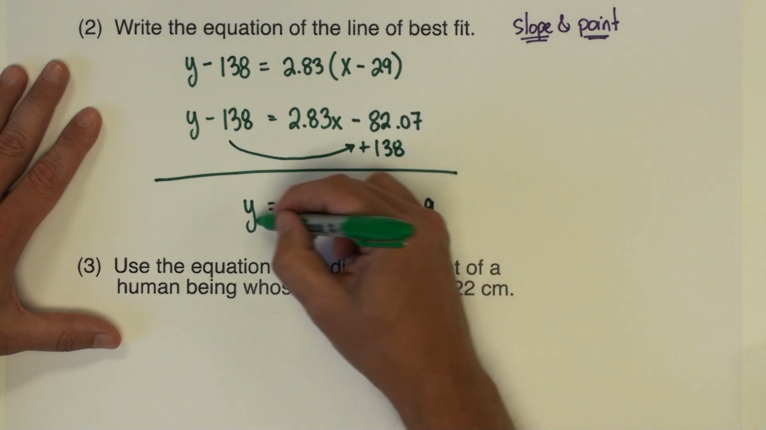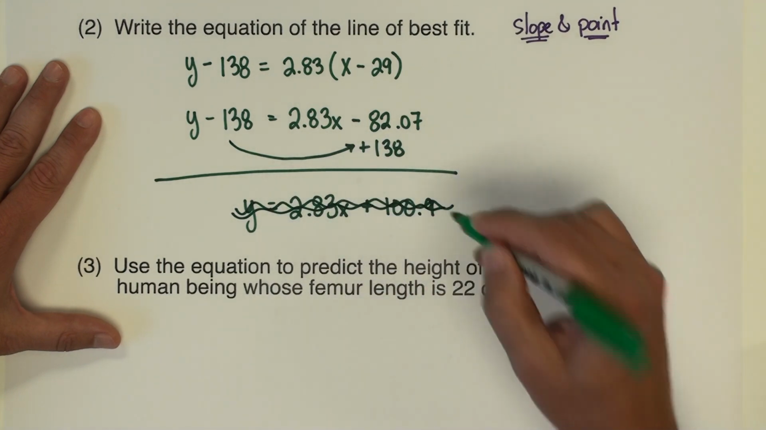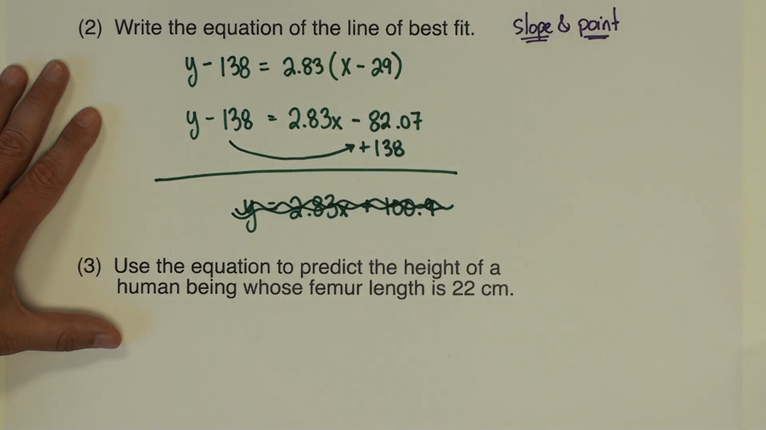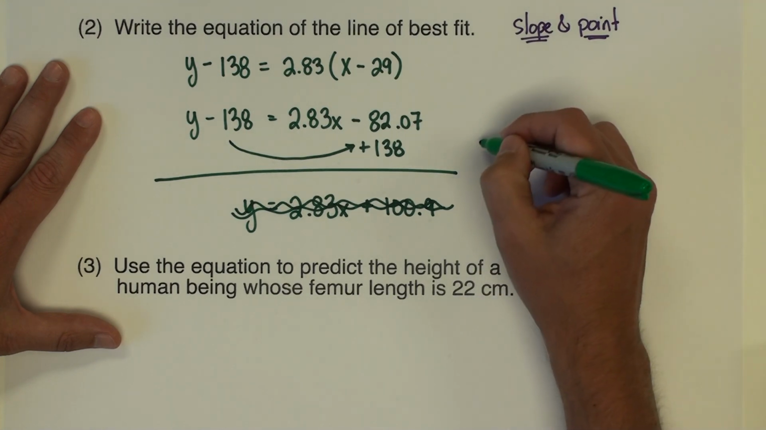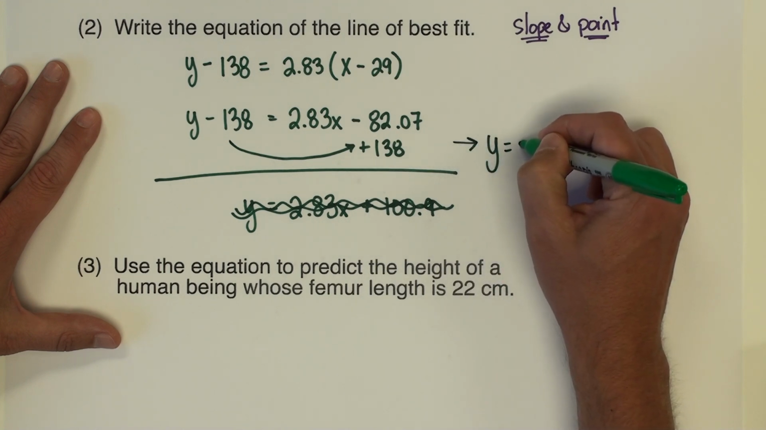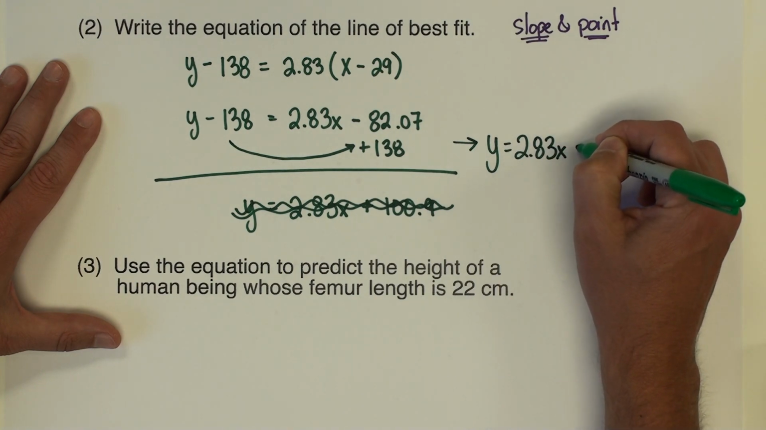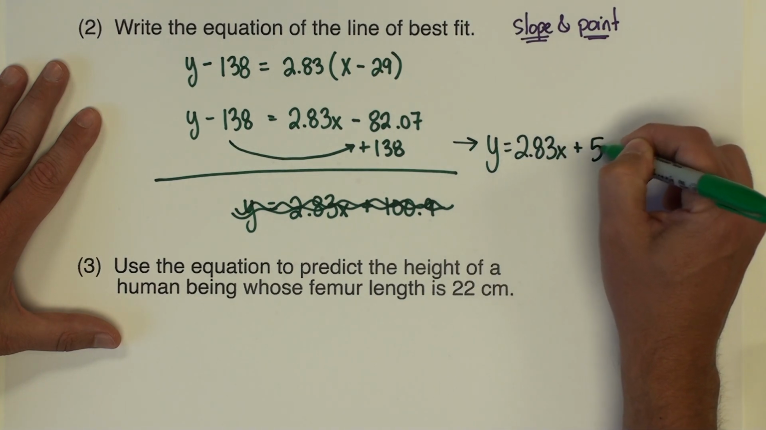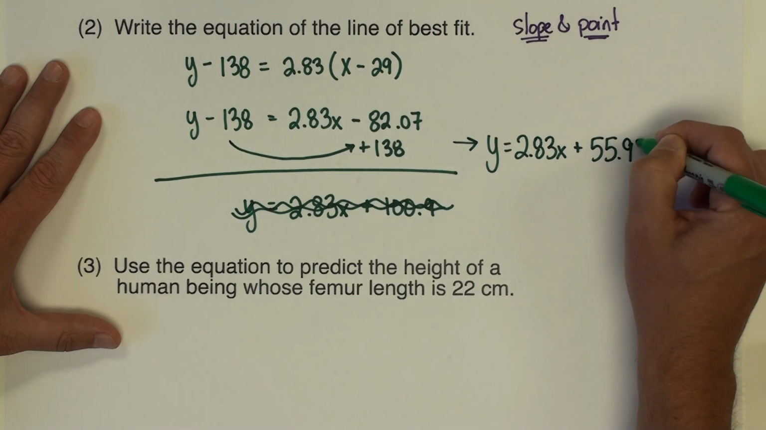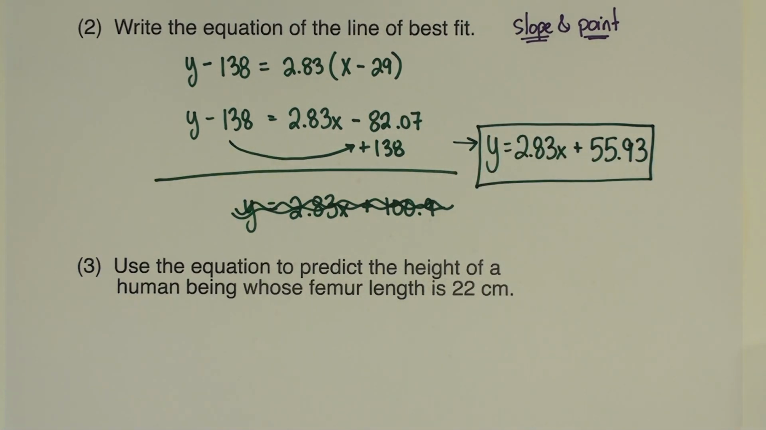Hold on, it is definitely not 100.93. Let's try the math again. 138 minus 82.07. That looks better. So here's my equation. Let's write it out here. y equals 2.83x plus 55.93. So there's my equation of my line of best fit.